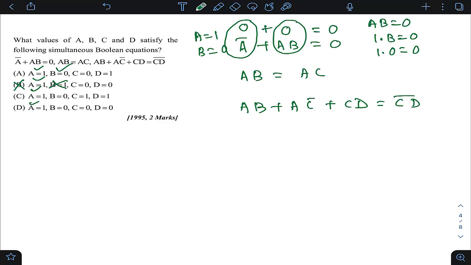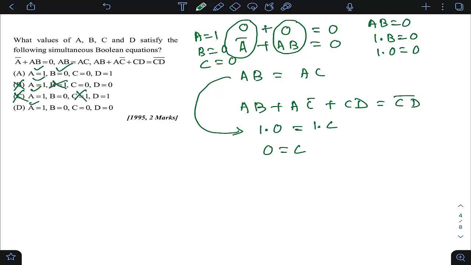So you have A and B. Now let us substitute in AB equals AC. A is 1, B is 0, so 1 dot 0 equals 1 dot C. 1 dot 0 is 0, and 1 dot C is C. So C equals 0, which means the option with C equal to 1 is eliminated. So you have the values of A, B, and C.